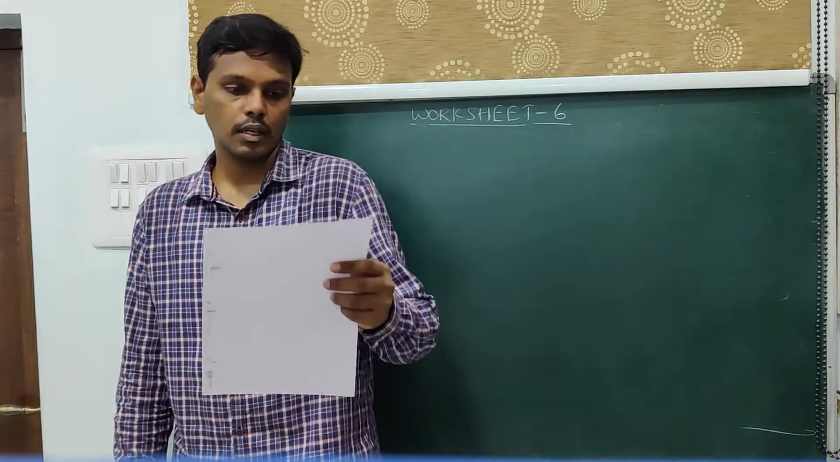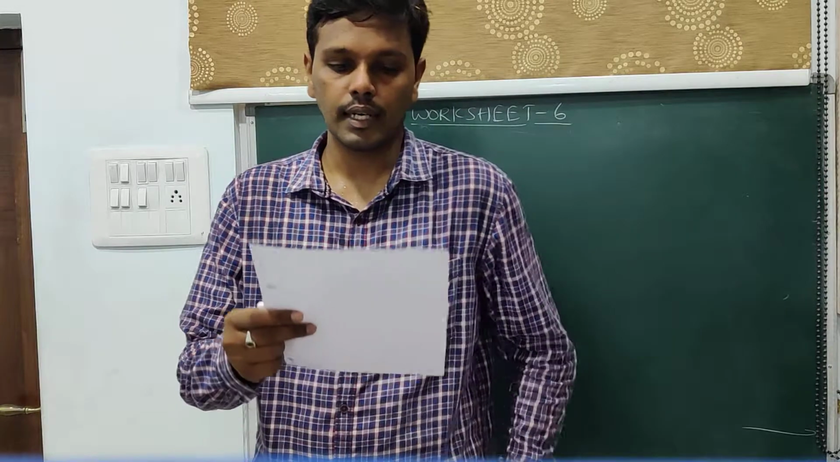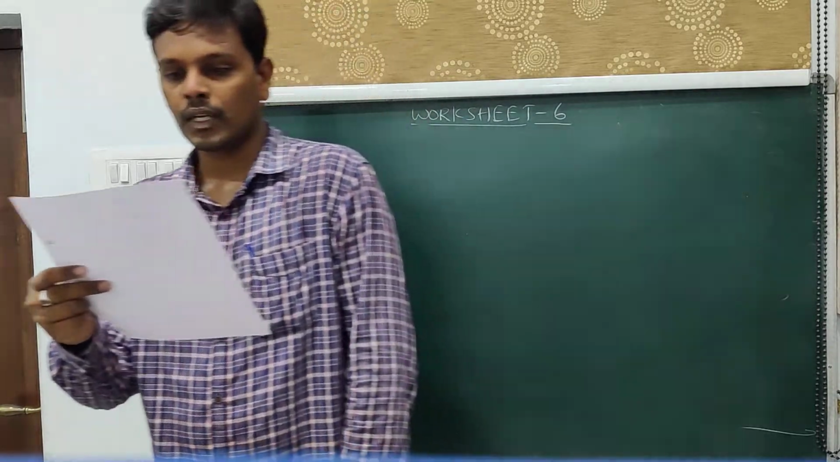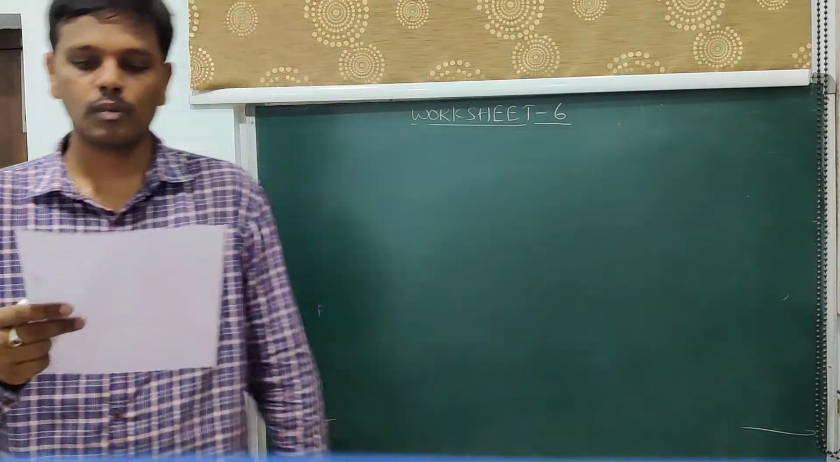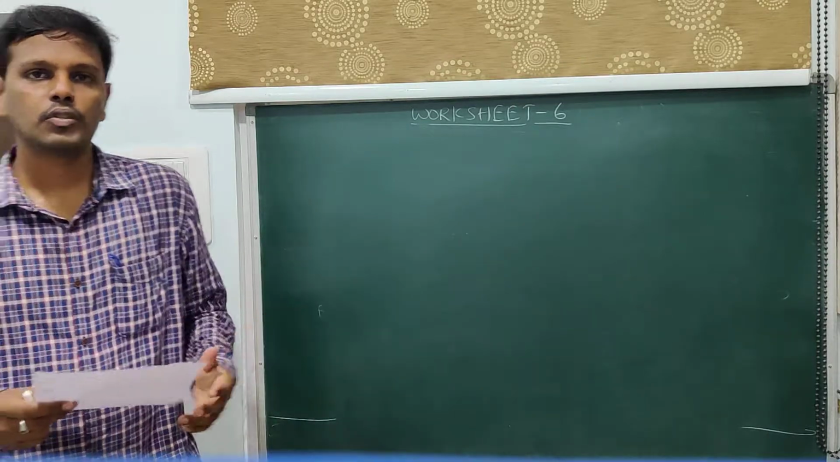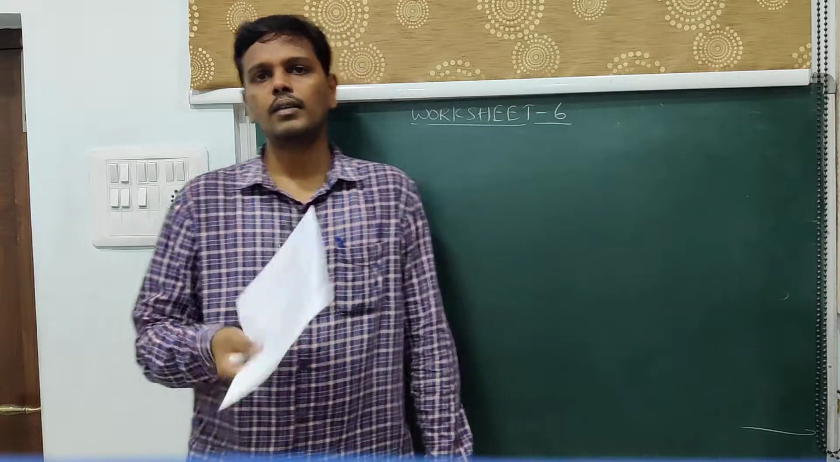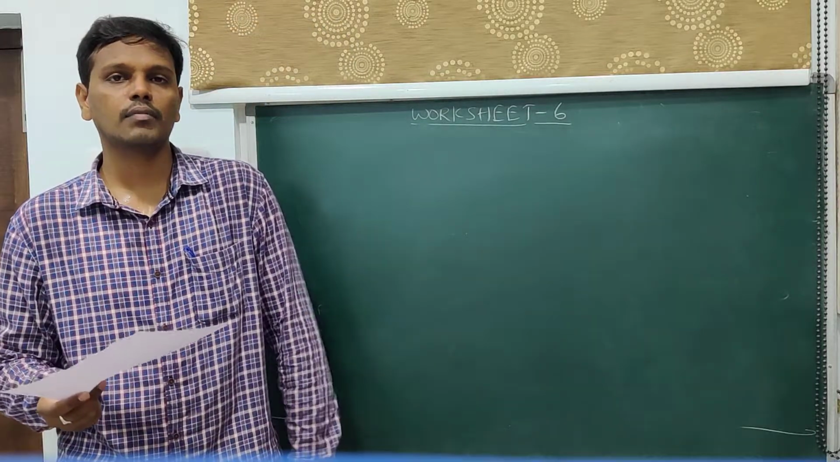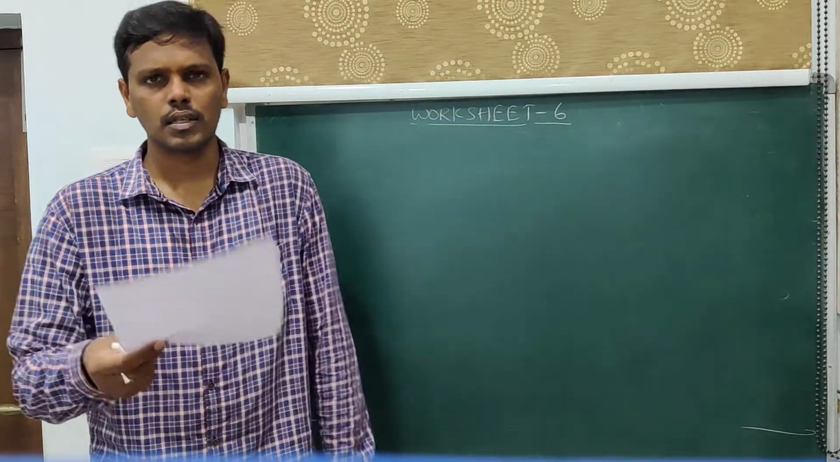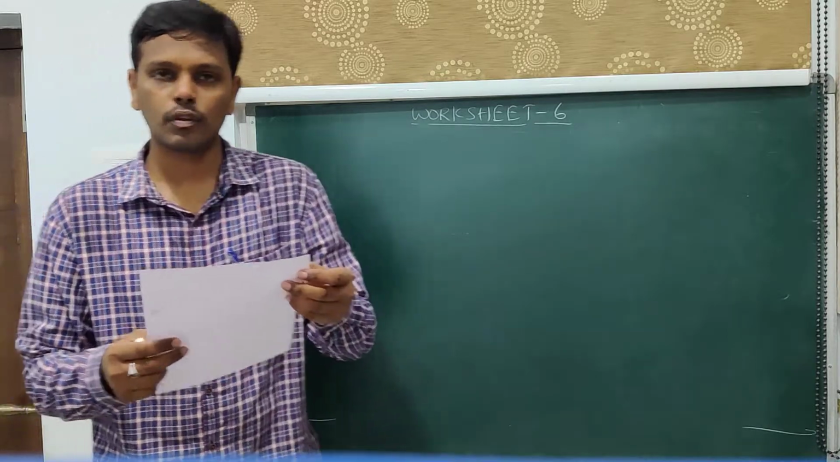Right. Today I'll be discussing the worksheet that I have posted regarding the fundamental theorem of arithmetic. So look into the first one: state the fundamental theorem of arithmetic. Every composite number can be expressed as a product of prime factors, and that prime factorization is unique apart from the order in which the prime factors occur. That is what we have discussed. That is a straightforward question.